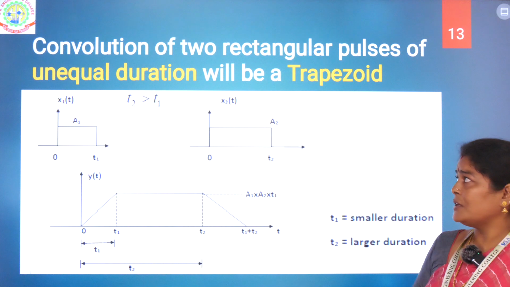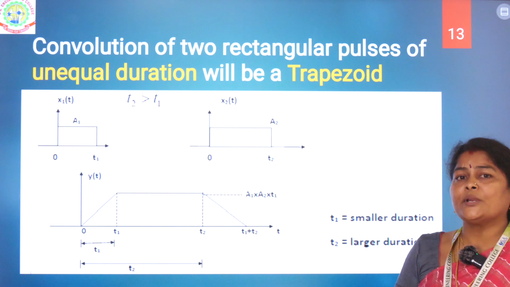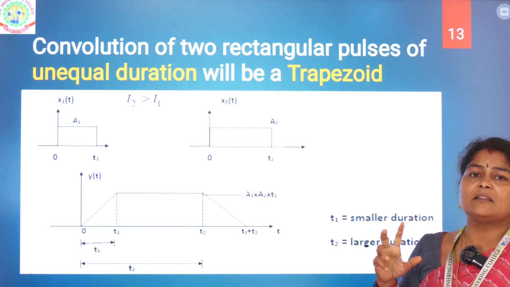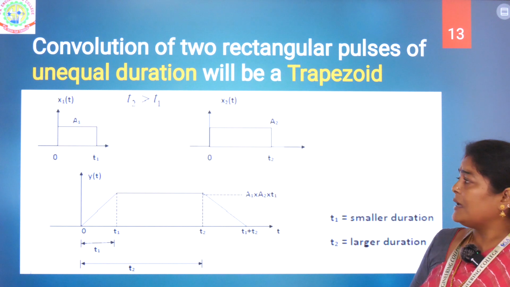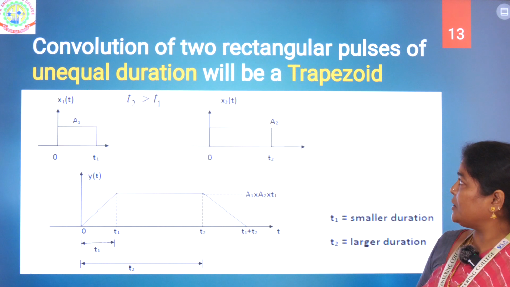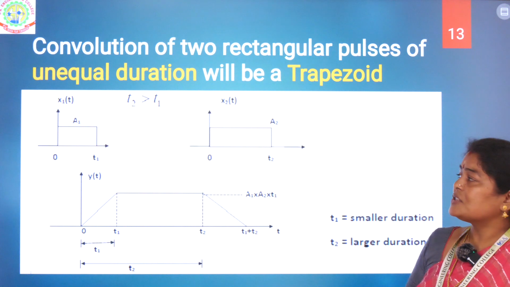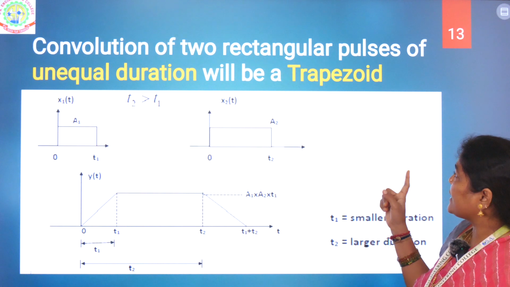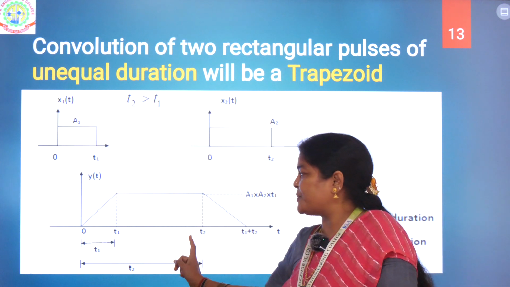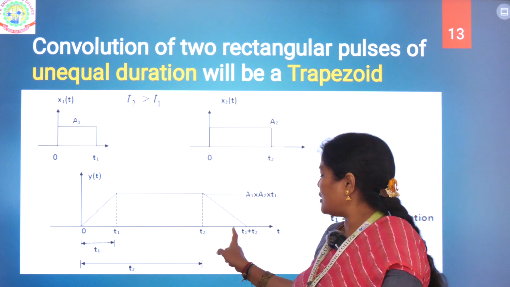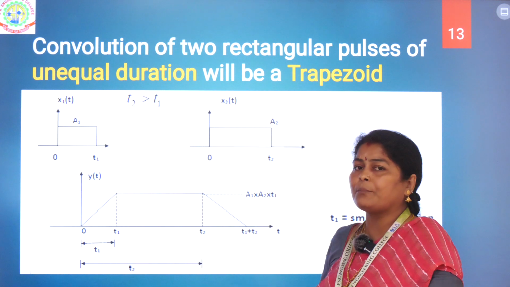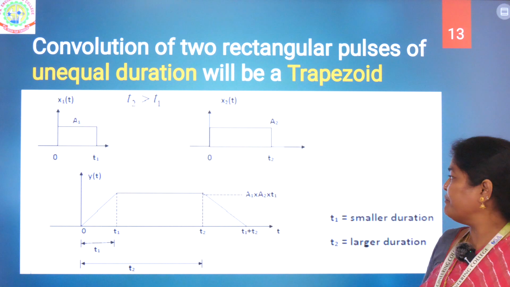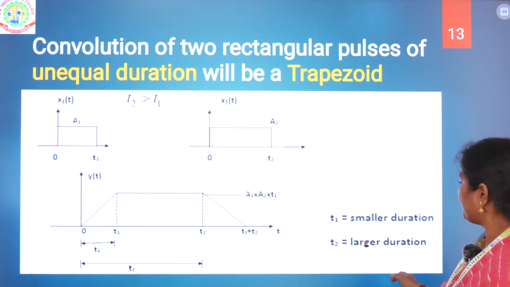One more we have: convolution of two rectangular pulses, but here the widths differ. The first signal has a width of 0 to T1 and the second has 0 to T2, so the durations are unequal. If they are unequal, we get a trapezoid, which has a width of 0 to T1 plus T2 and whose amplitude is A1 into A2 into T1.